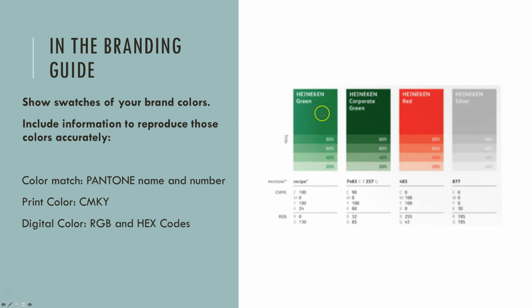When this color needs to be reproduced, CMYK only for color print, here are the CMYK color coordinates. And when it's going to be digital, you provide the RGB values and or the hex codes. The hex codes aren't listed here at the moment, but that would be something to consider including in your brand guide: both RGB and hex.